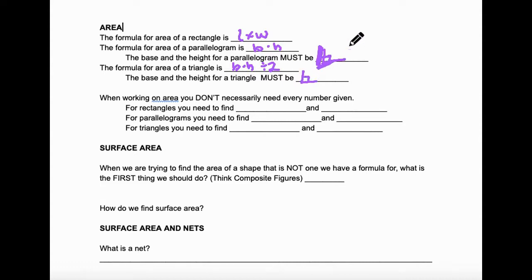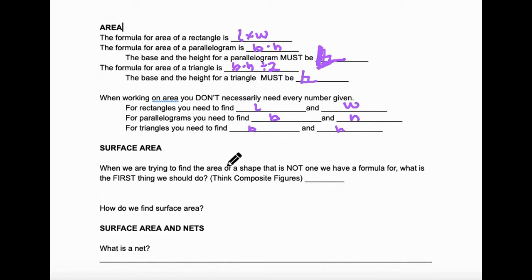When you're working on an area, you don't necessarily need every number given. For rectangles, the only two things that you need to find are the length and the width. For parallelograms, all you need to find is the base and the height, because then you just multiply the two. Triangles is the same as a parallelogram, finding a base and a height and then multiplying and dividing by 2.